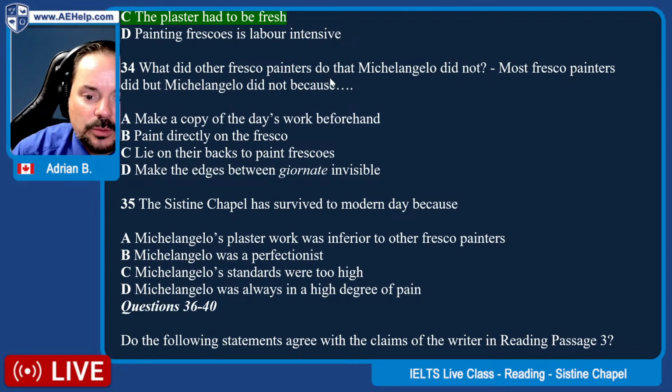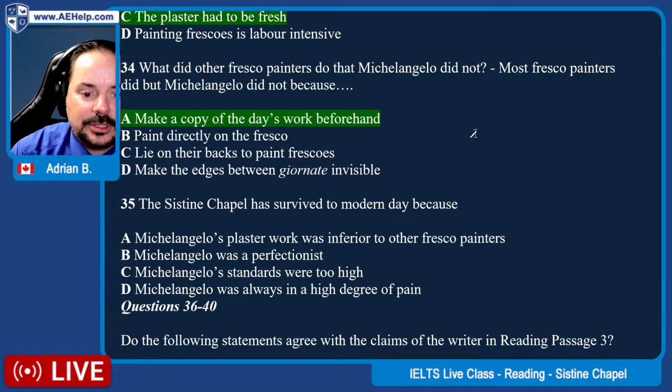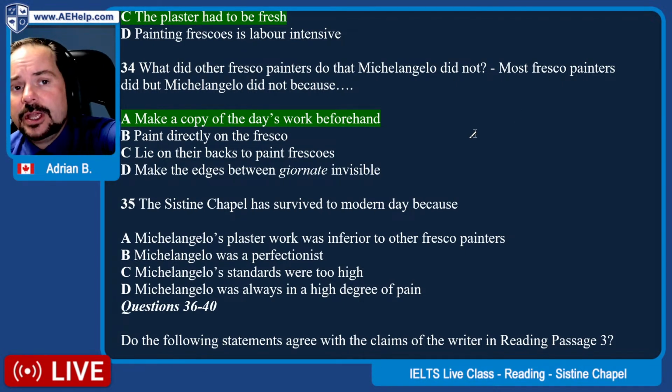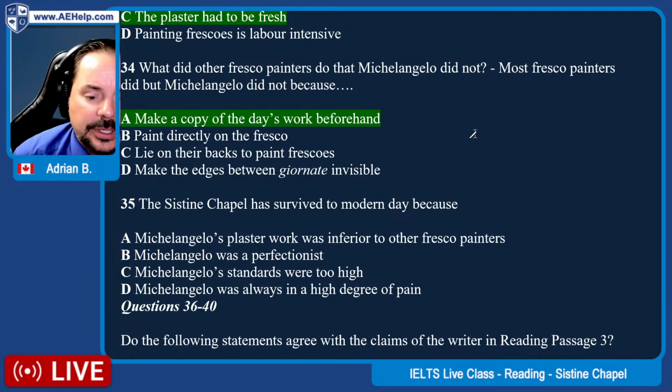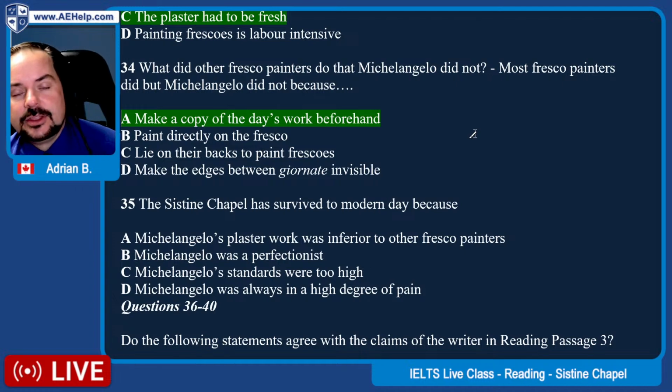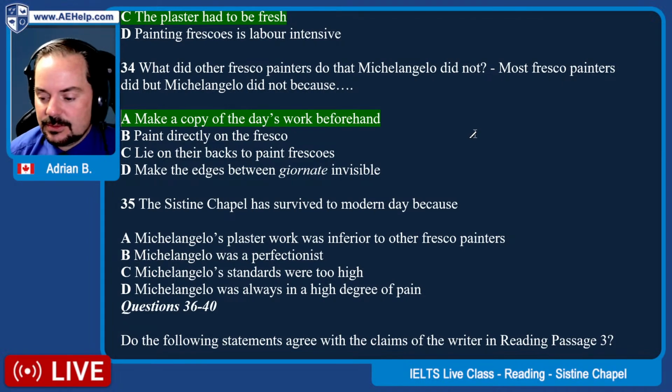What did other fresco painters do that Michelangelo did not? They make a copy of the day's work beforehand. Absolutely. That's the correct answer. I mean, that was a little bit more challenging. I think a lot of readers would have to go back and read that again, unless you know the word stencil and you really visualized it. They drew it out before, and then the next day they put it up on the ceiling and traced over it. So that's what they were doing.